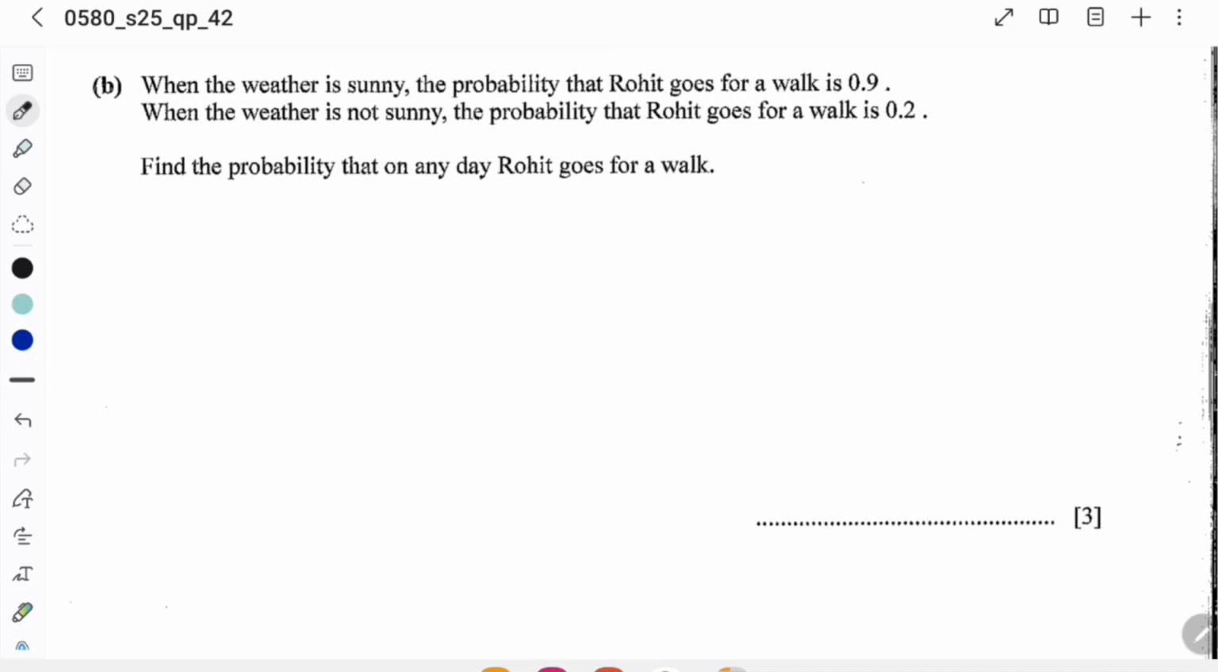To find the probability that on any day Rohit goes for a walk, either sunny or not sunny. They just emphasize the walk. So we can make a tree diagram if you want, or directly also you can do it. For the explanation I am drawing a tree diagram. So for sunny and for not sunny. For the sunny day it is 0.7, and for not sunny it is 0.3.